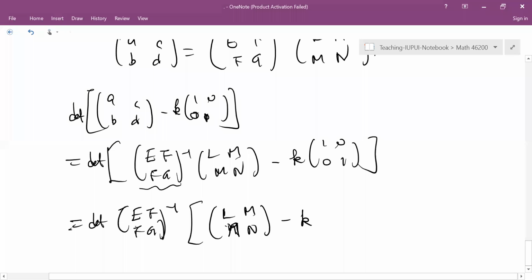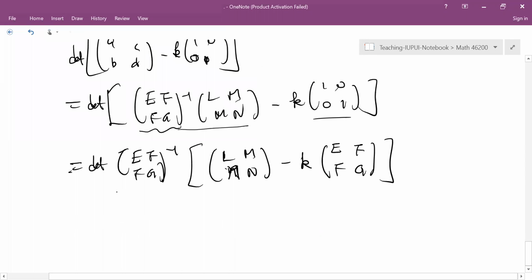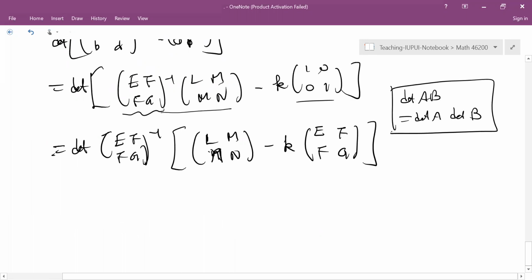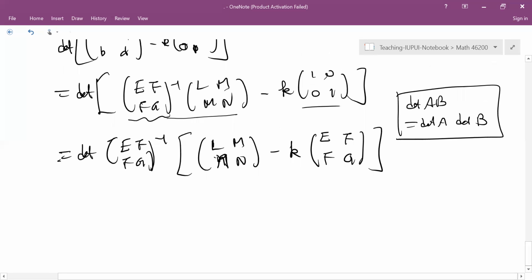And this matrix is the identity matrix, so that's why you have to have this part. If you multiply this out, you will get this part and that part, because the inverse with itself is going to be the identity matrix. Now we're using an important property of the determinant: the determinant of AB is the determinant of A times the determinant of B. That's already proved. This is a fact for any square matrices A and B.